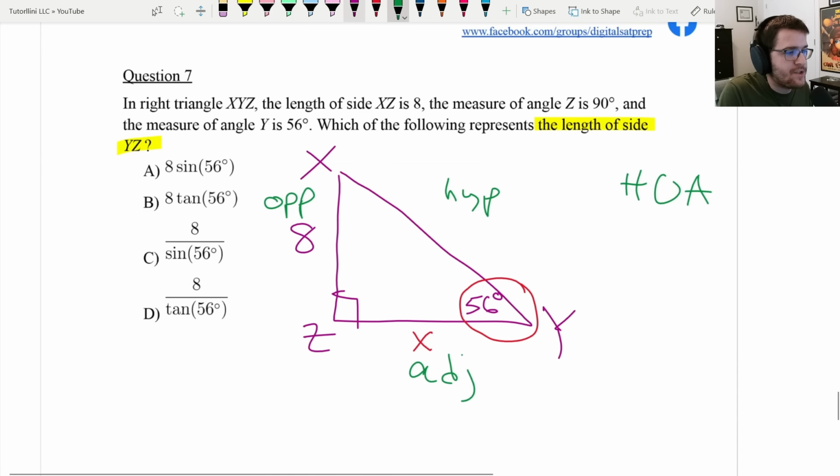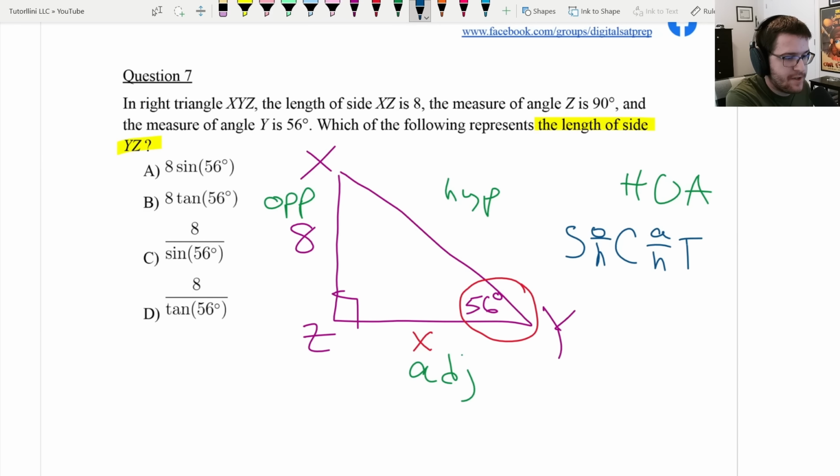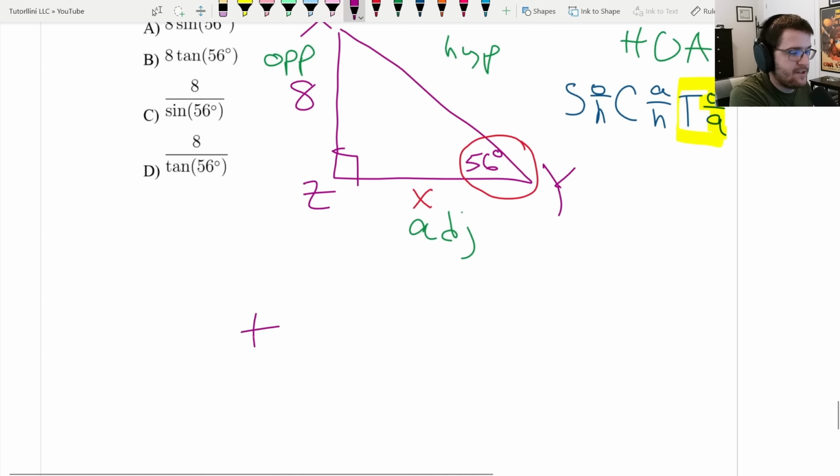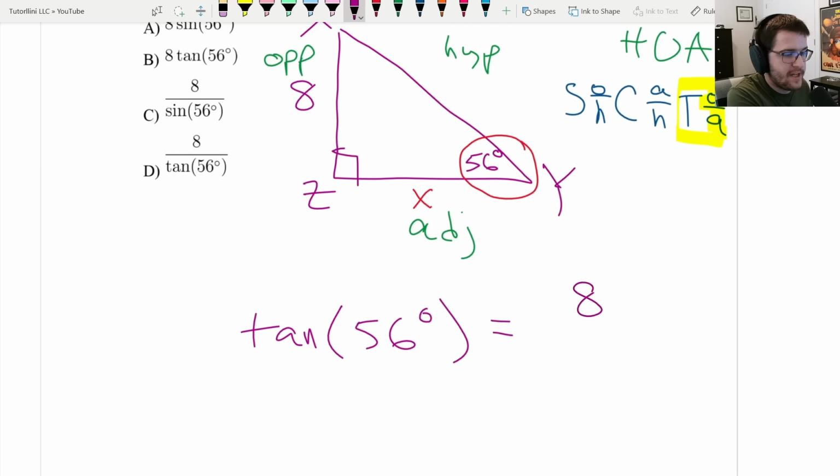Okay, so now we're going to look at SOHCAHTOA. We're going to figure out, by looking at everything that's labeled, what trig ratio we should use. Well, opposite and adjacent are labeled, so we're going to use TOA, which is tangent. So we write tangent of 56 degrees is equal to 8 over x.